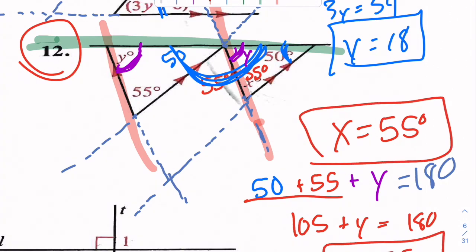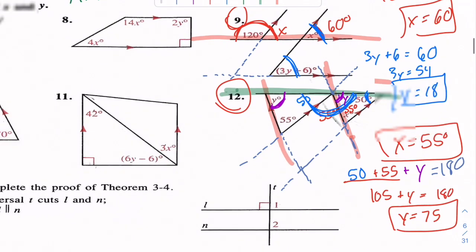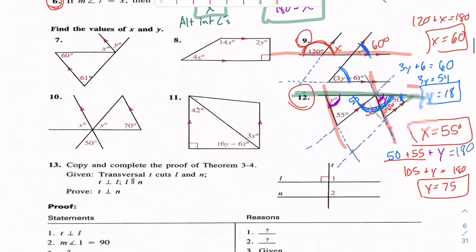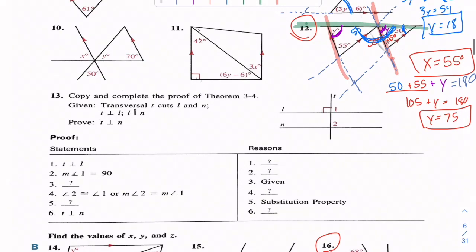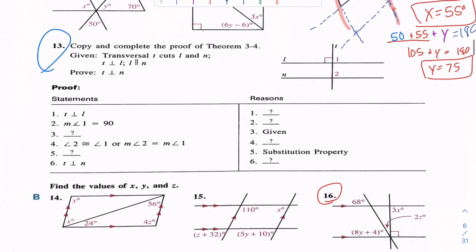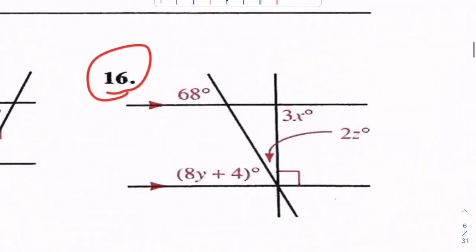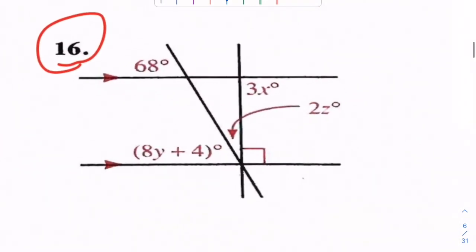There's another way to do it, which is in the key for this assignment. Basically, the interior angles of a triangle add up to 180, right? Technically, we didn't learn that this year yet, but I'm sure you guys already know it. But that is another way to go about it. Number 13, the proof, we'll definitely talk about it in class. Last one, number 16, find x, y, and z.